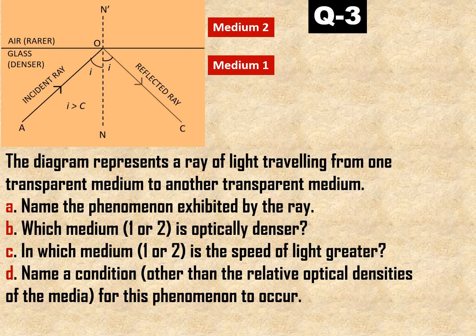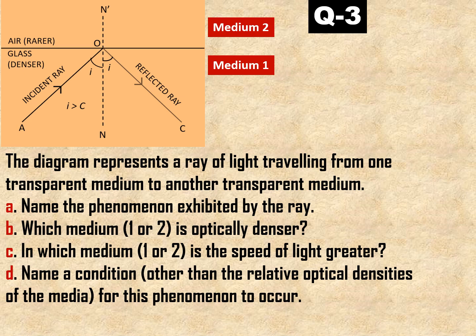Here is question number 3. Look at the figure. The diagram represents a ray of light traveling from one transparent medium to another transparent medium. Now answer the following 4 questions. Question A. Name the phenomenon exhibited by the ray.